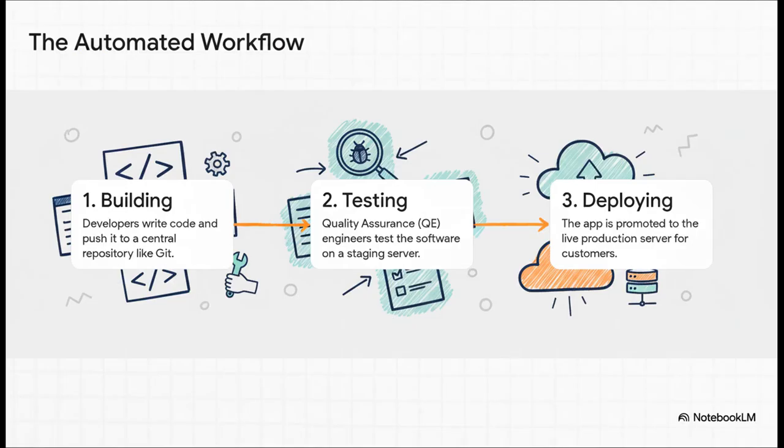So here's what that automated workflow looks like. First, the developers build the code for that kids' clothing feature and push it to a central repository, like Git. The second that happens, an automated process kicks off and sends the code to a staging server. That's kind of like a private internal version of the website, where the quality assurance engineers can test it. And once it passes all those tests, it gets automatically promoted and deployed to the live production server, making it available for everyone to see.